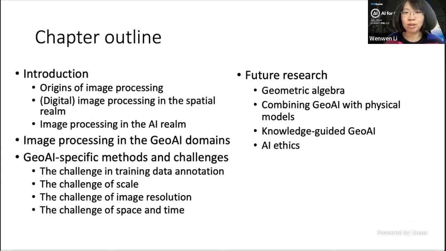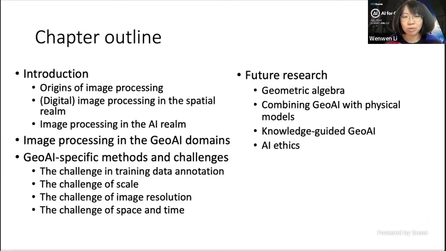So I would like to give you a brief overview about this chapter. I think this is very interesting because we have a review about the origin of image analysis, which actually dates back to the 1820s and 1830s. So for any of you who are interested to see how image processing has evolved in the past 200 years, I think this is a good chapter for you. And then we talk about image processing in the spatial realms and also in the AI realms, which is super exciting because GeoAI has brought a lot of revolutionary breakthroughs for image analysis and for addressing a lot of these critical environmental and social science problems.